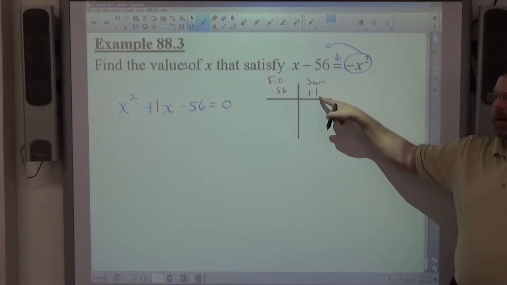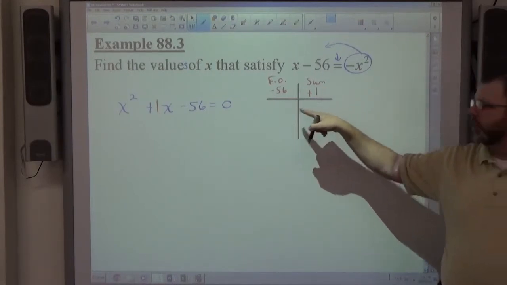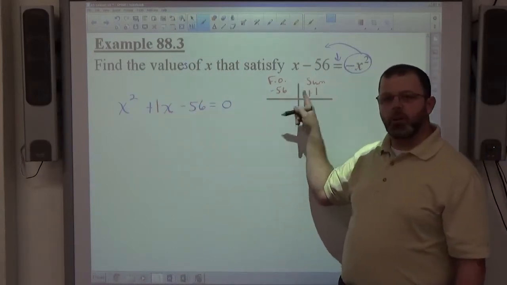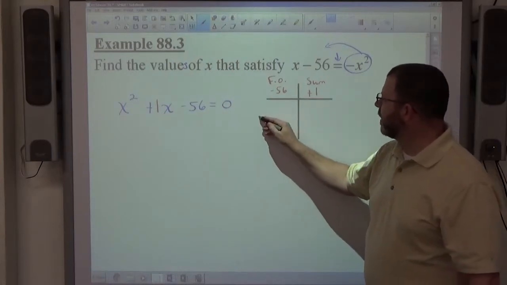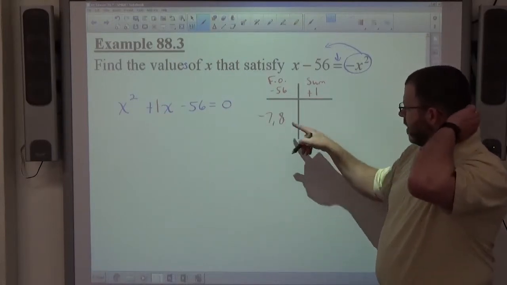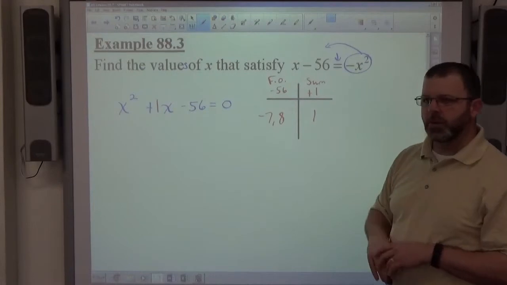I've seen people put sum x here. I've seen that happen before. So again, know that only numbers show up in this chart. So if there's no number to look at, there's a 1 there. Keep that in mind. As Amber said, negative 7 and positive 8 do the trick. And negative 7 plus 8 is equal to positive 1.